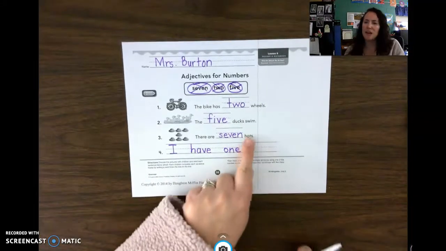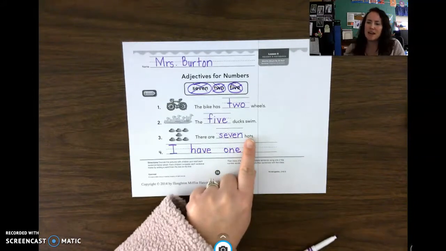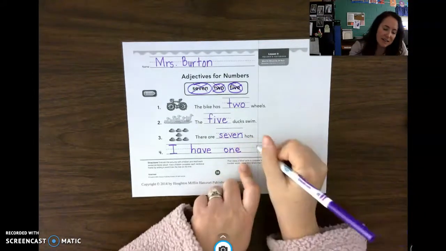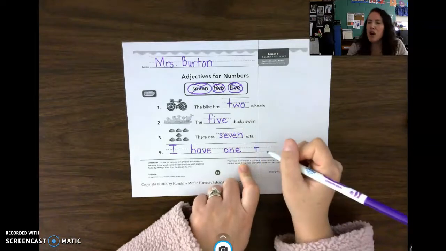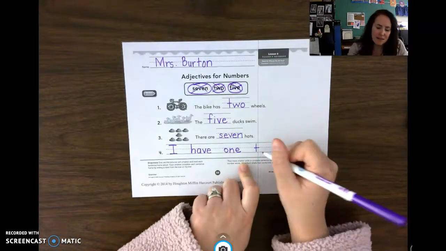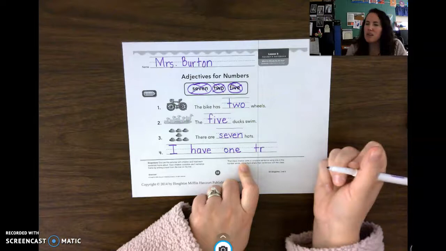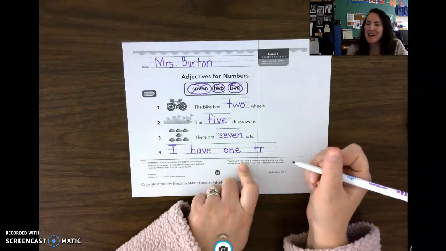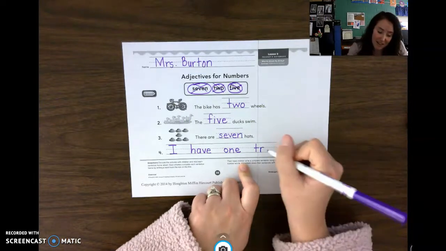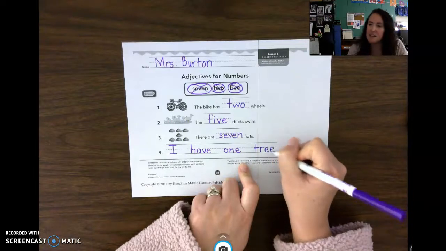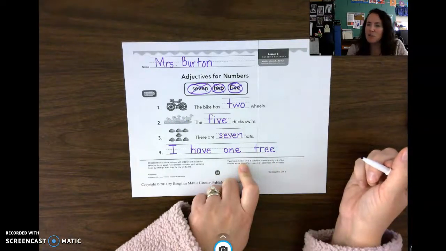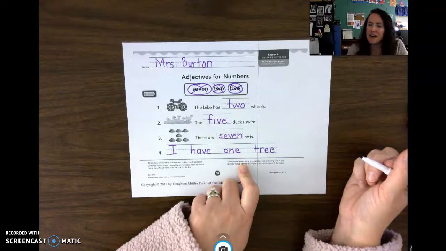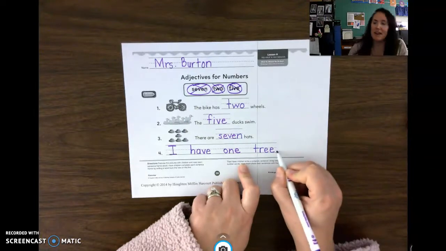tree. What do you hear at the beginning of tree? I hear a T. Tr. What do you hear next? R. What do you hear at the end? E. I hear a long E sound. It's actually going to be two E's. And then what are we going to put at the end of our sentence? A period.